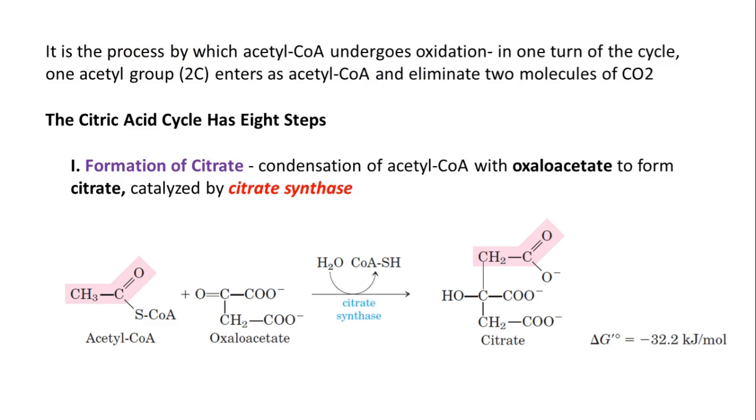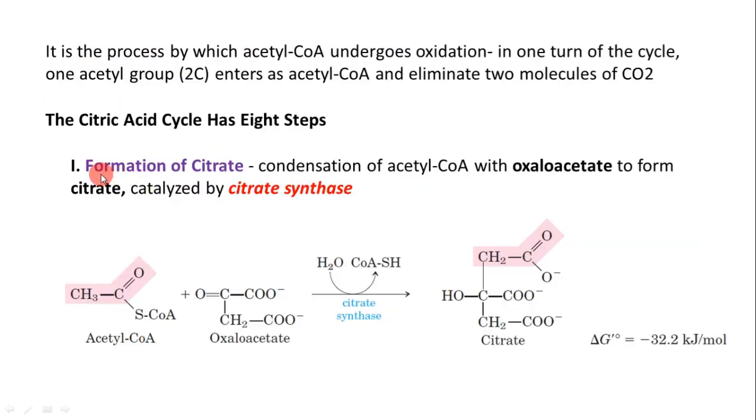The acetyl part of the acetyl coenzyme A, which has 2 carbon atoms, enters into the citric acid cycle. By one turn of the citric acid cycle, the 2 carbon atoms of the acetyl group will be eliminated in the form of 2 carbon dioxide molecules. That means a complete oxidation of the acetyl group of the acetyl coenzyme A is taking place. The citric acid cycle or the Krebs cycle takes place through 8 steps.